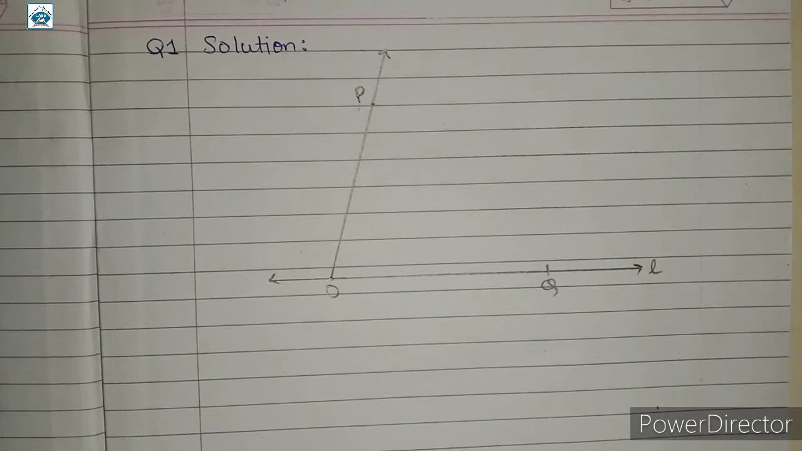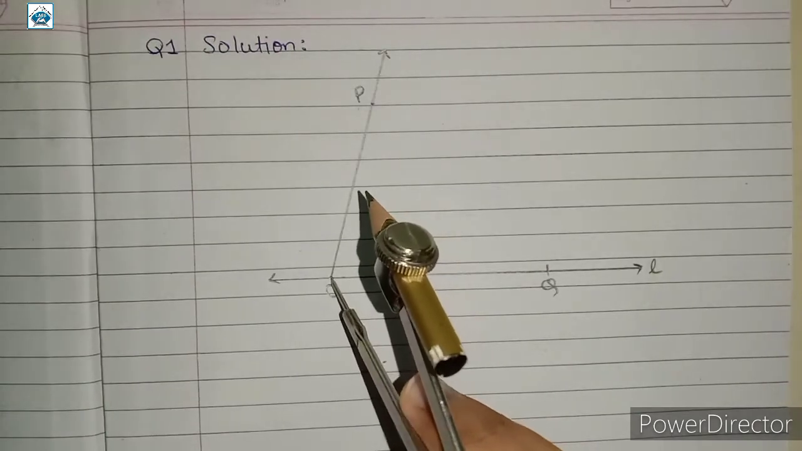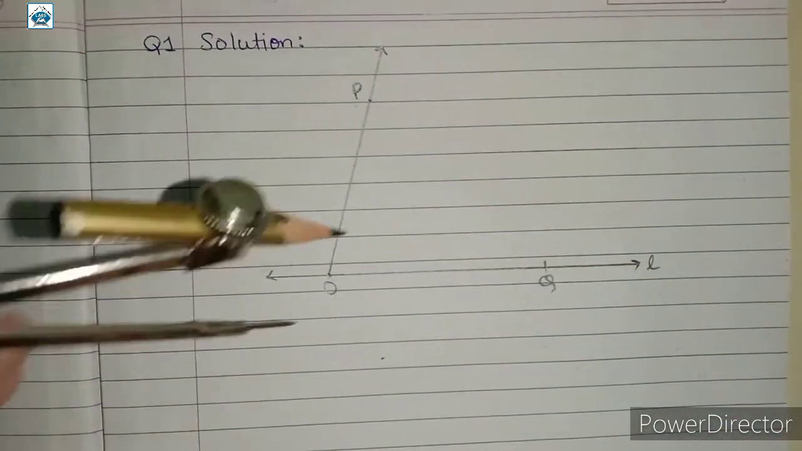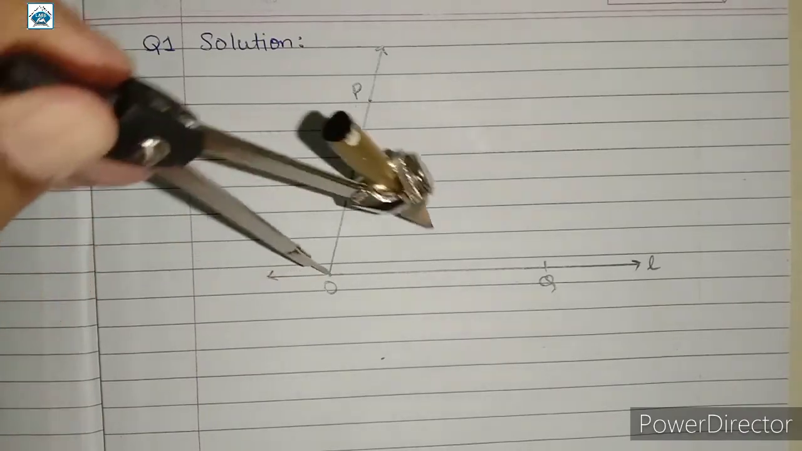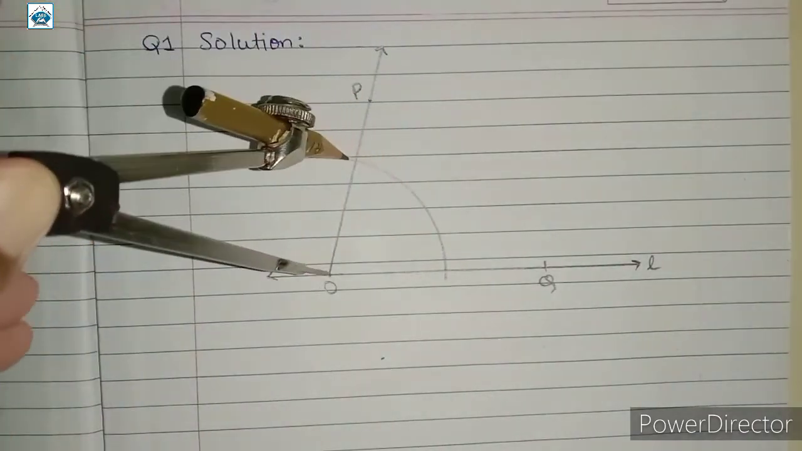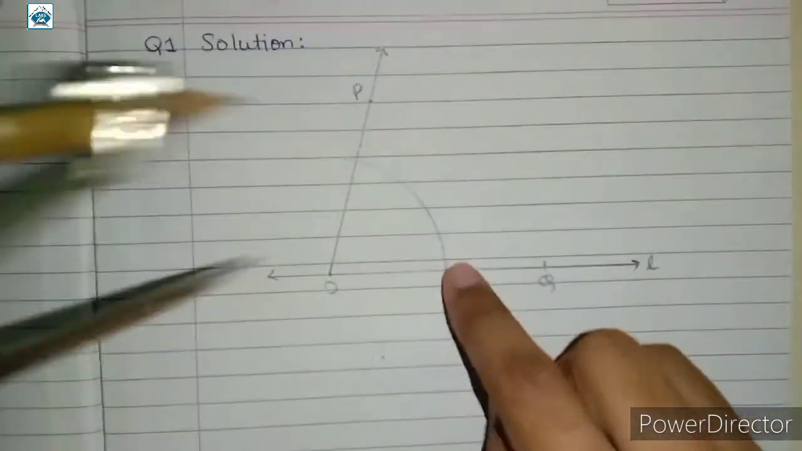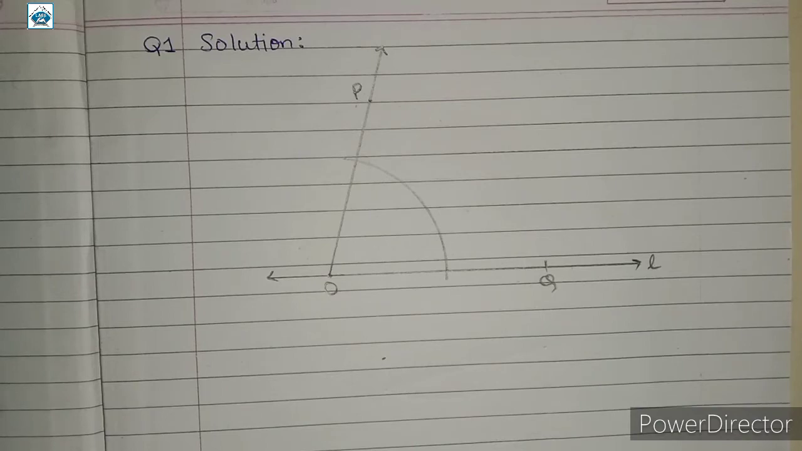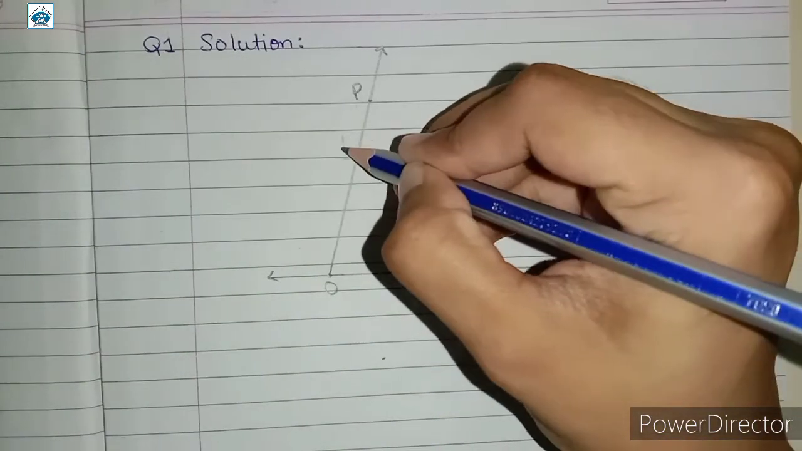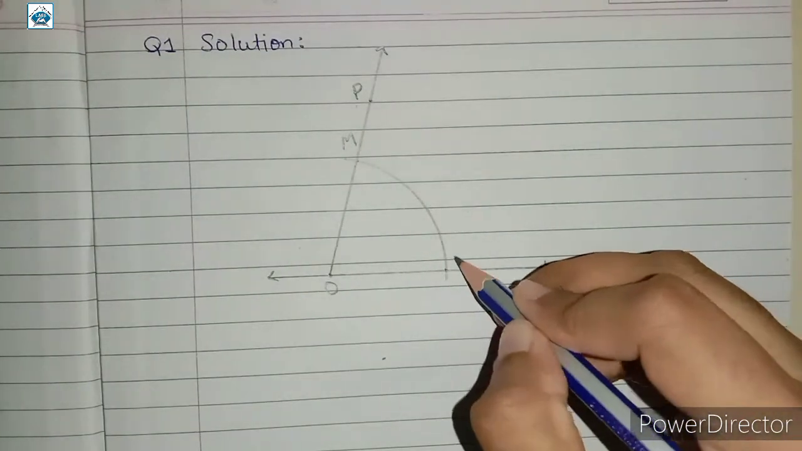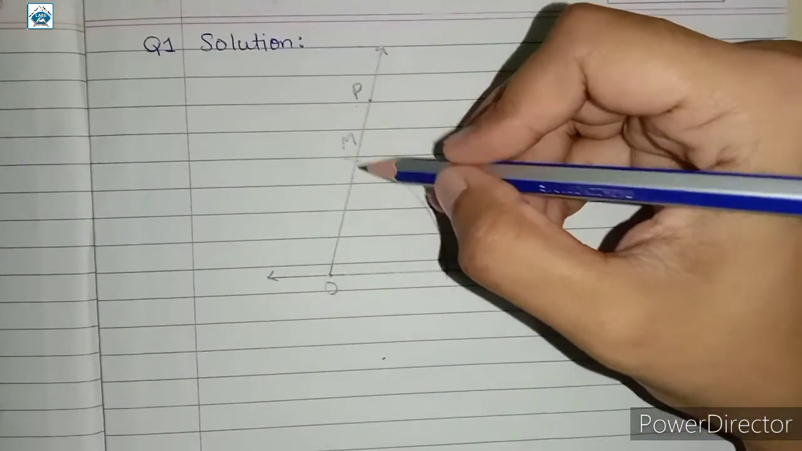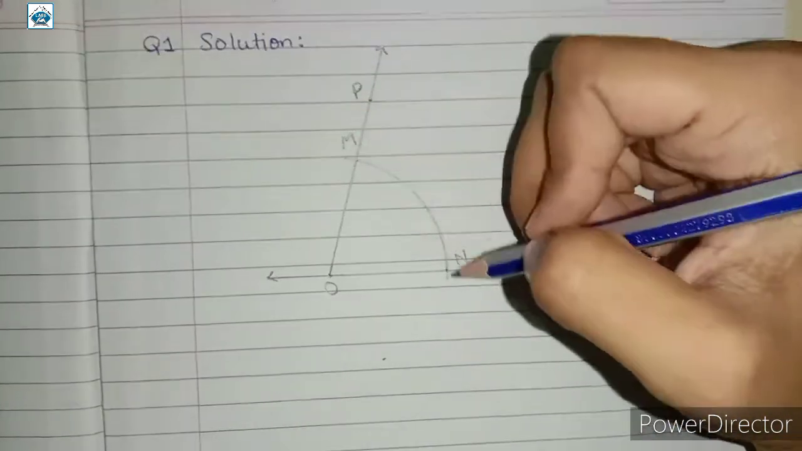For that, you will require your compass. You need to place the pointer of your compass at point O and with any radius of your convenience, you need to draw an arc that intersects both the arms of this angle POQ at two distinct points, as you can see over here. Now, let us name this point M and this point as point N. You will be drawing the perpendicular bisector of this distance now.